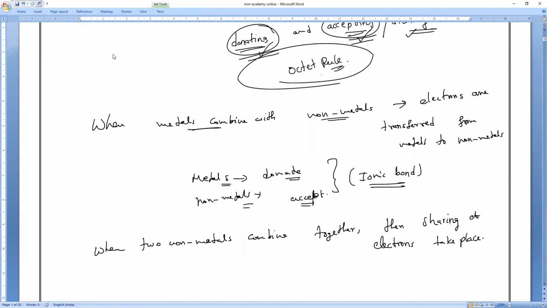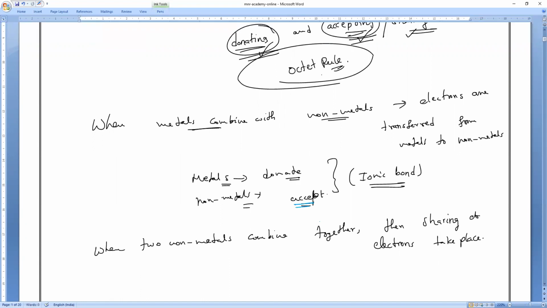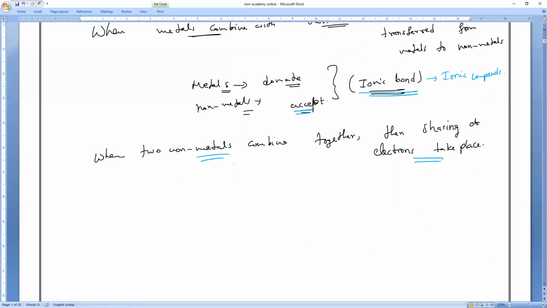Keep in mind, when a metal donates electrons and a non-metal receives or accepts the electrons, that compound is called an ionic compound, and the bonds are called ionic bonds. Next, if two non-metals combine together, then sharing of electrons will take place. This is what we call a covalent bond. Understand?